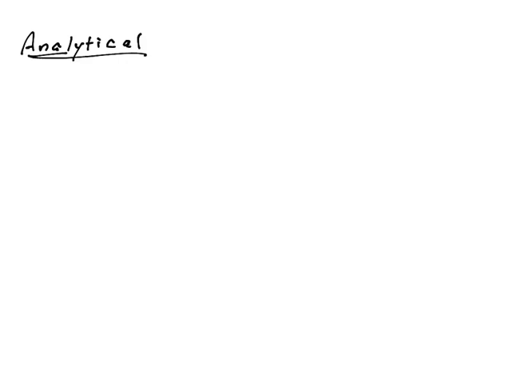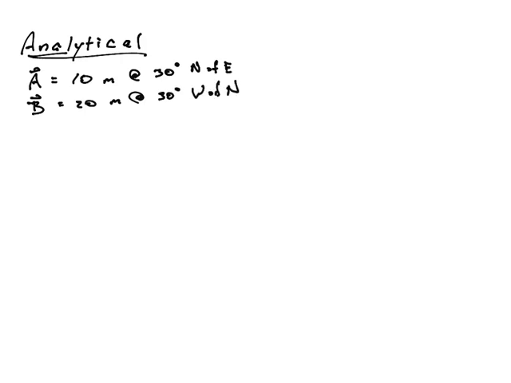So let's start again. Let's say we have our two vectors. Here's vector A, and let's say that's 10 meters at 30 degrees north of east. And then vector B is 20 meters at 30 degrees west of north. So now we're not talking about speeds. Let's say we're not talking about velocities, I'm sorry. We're talking about positions, distances. I want to be able to add these two things.